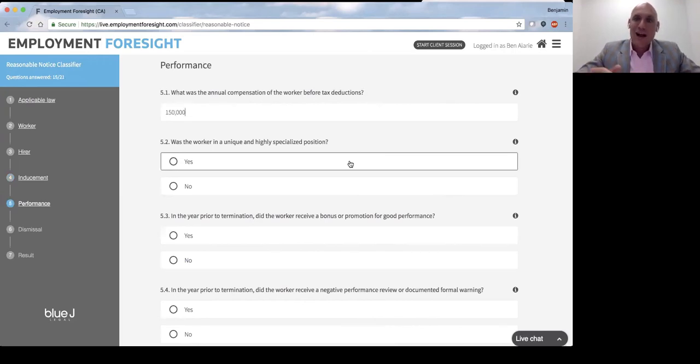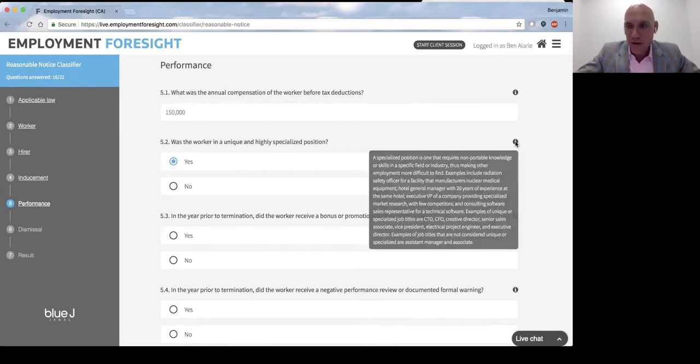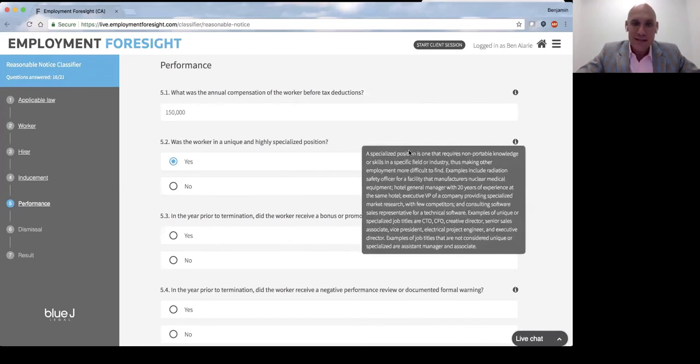At the time of her termination, here's a question. Was she in a unique and highly specialized position? I think I would be inclined to say yes to this question. She was working on financial instruments, complex financial instruments. So I think that's a unique and highly specialized position. Again, if I'm in doubt, I can look here, and the answer, if I work through that, is yes.